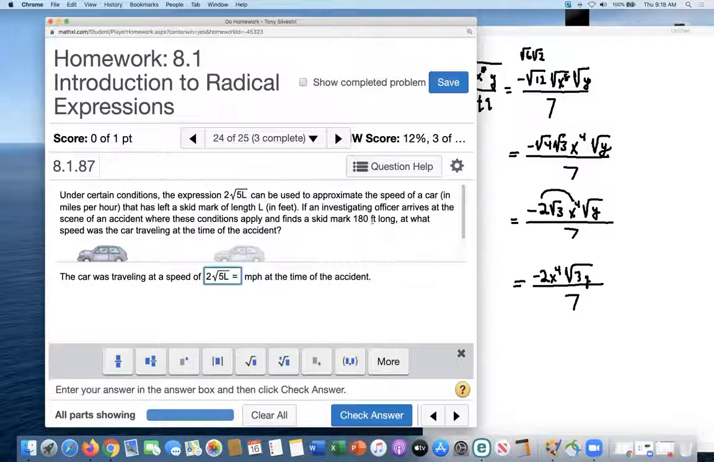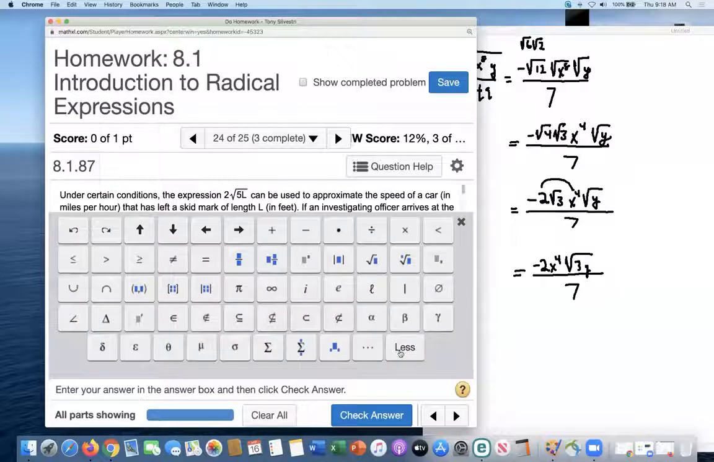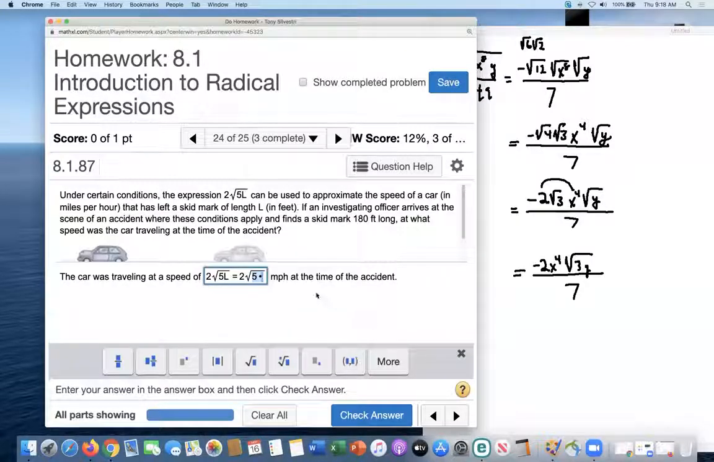What we're going to do is take this 180 feet and substitute it in for L. So that's 2 square root of 5. Now, this is multiplication. This is not 5, and you substitute 180. That's not 5180. You're going to multiply by 180, okay, and that's it. That's all this problem is.